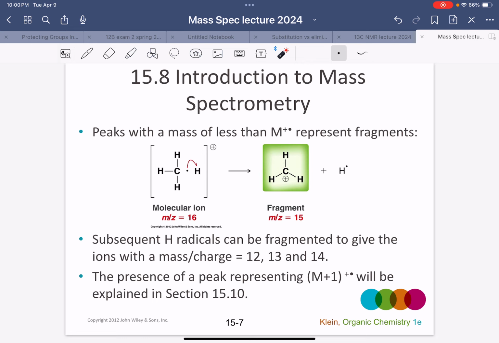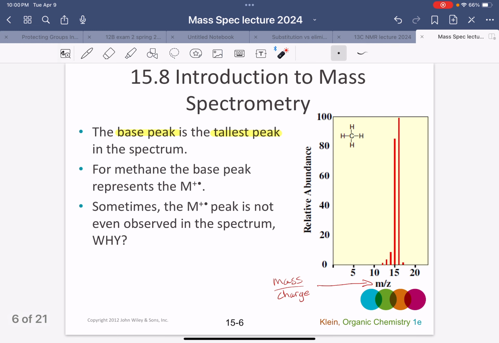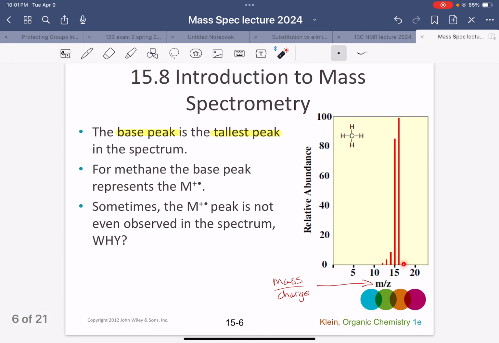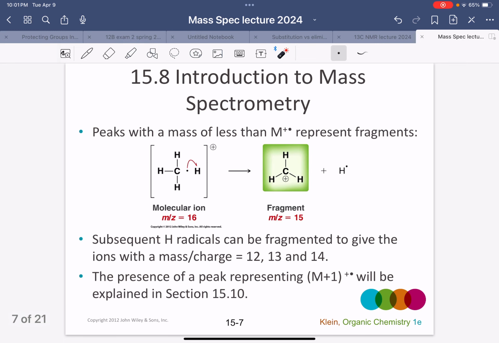methyl cation here. And this has a mass to charge ratio of 15. So it would be a mass of 15. And that's this peak right here, which is actually a pretty significant peak. If we lost another hydrogen, we could get down to 14 or 13. If we lost all the hydrogens, we just had carbon with a positive charge, that would be right there, 12. Now, there's also a peak at M plus 1, which is right there at 17. We'll talk about that in just a little bit.